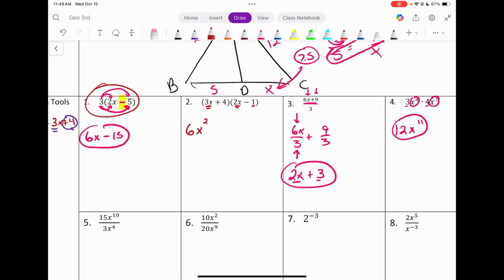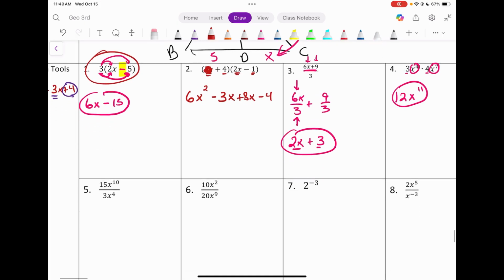Then 3x times negative 1. We're only combining the negative 1 and 3, which gives you the negative 3. We leave the x alone. We're done with the 3x. We're doing the same thing with the 4 now. 4 times 2x gives you a total of 8x, and 4 times negative 1 gives you a negative 4.